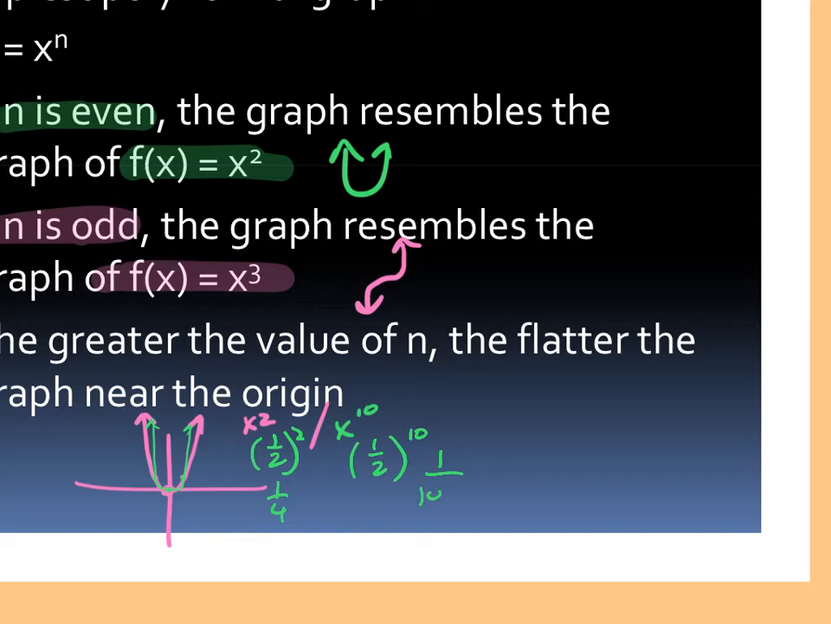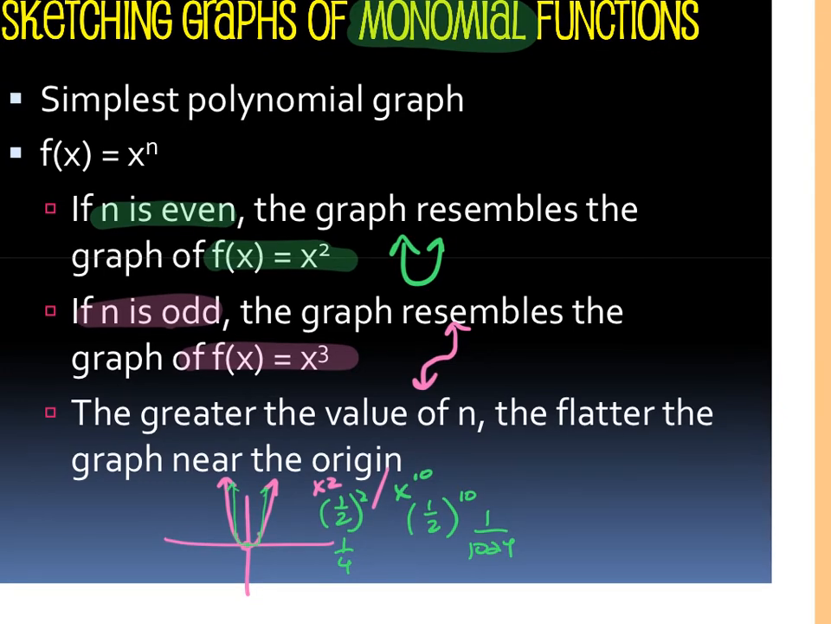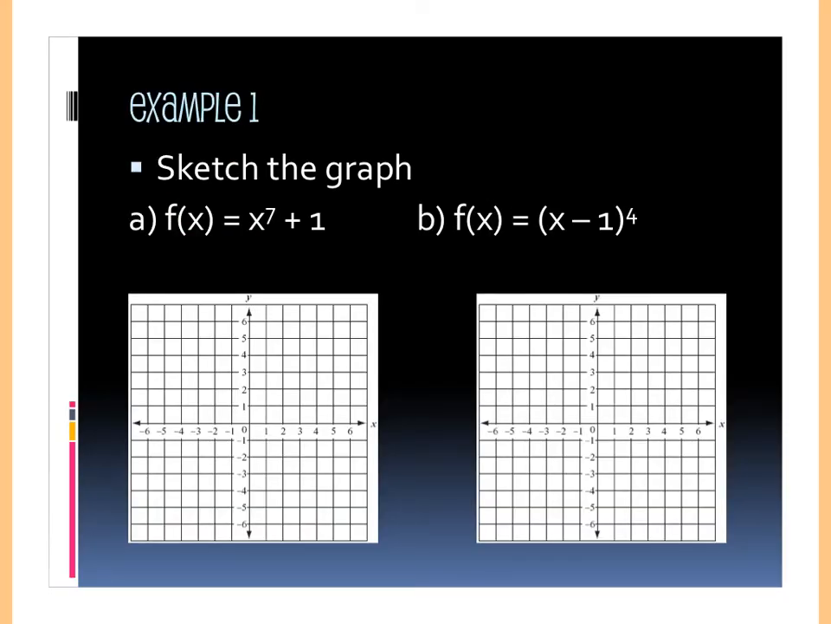This would be 1 over 1,024. So it's going to be smaller and flatter in between the 0 and the 1. You don't have to know exact points there. You're just kind of doing an approximation. All right, so this says sketch the graph.